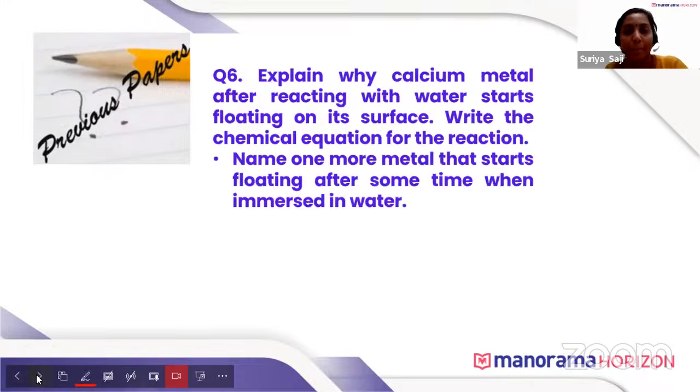So next question. Explain why calcium metal, after reacting with water, starts floating on its surface. Write a chemical equation for the reaction. Name one more metal that starts floating after some time when immersed in water.